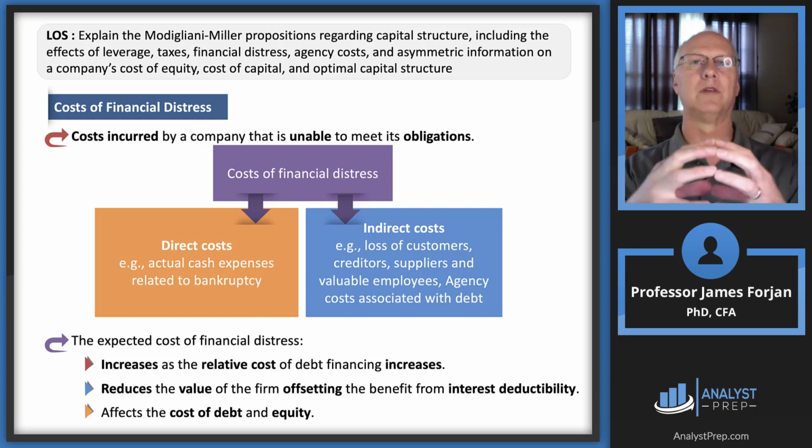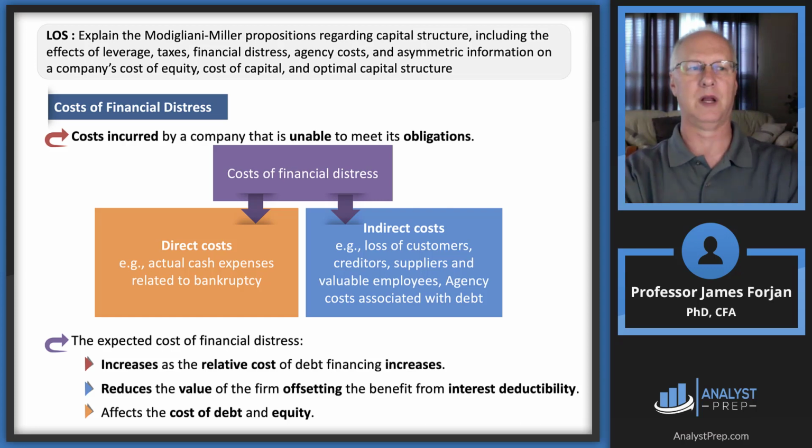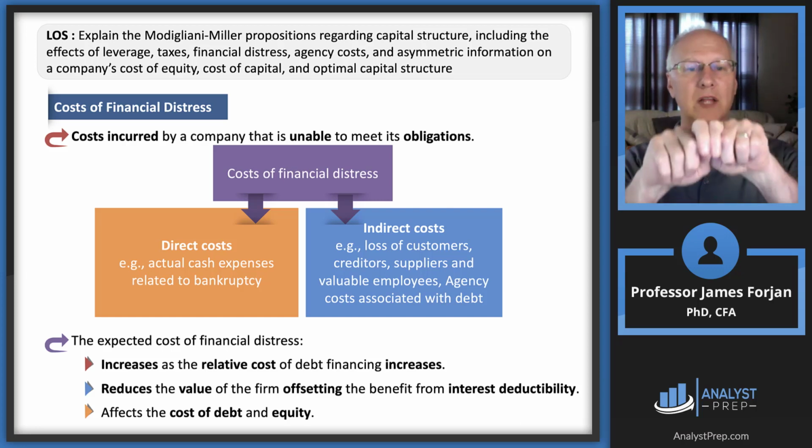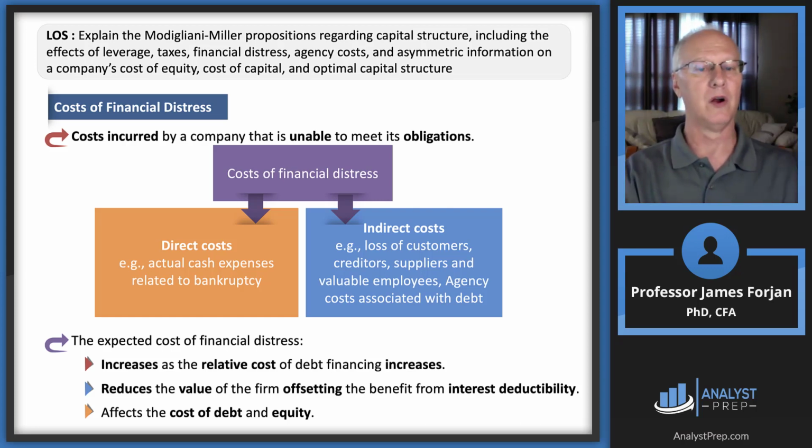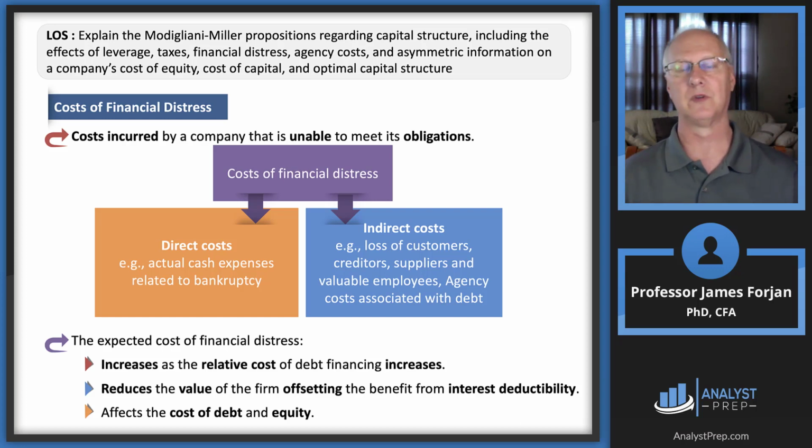We started out with the fantasy world, then we peeled off a layer of no taxes. Now let's peel off a layer that there are no financial distress or bankruptcy costs. All right, so let's take a look at two kinds of financial distress costs, direct and indirect. So direct costs, these are easy. Direct, actual cash expenses related to bankruptcy.